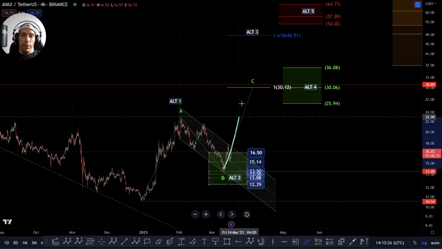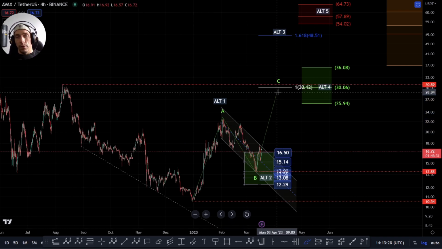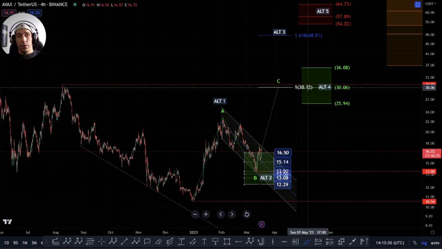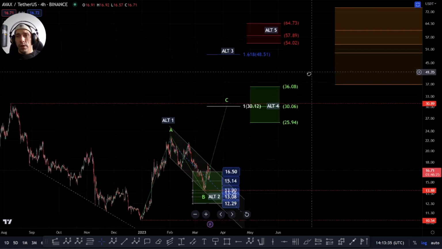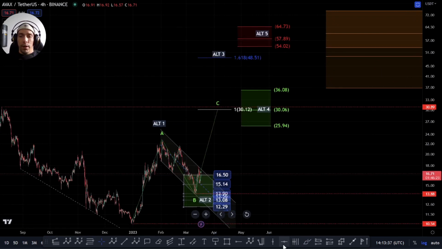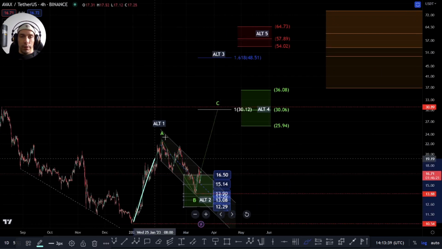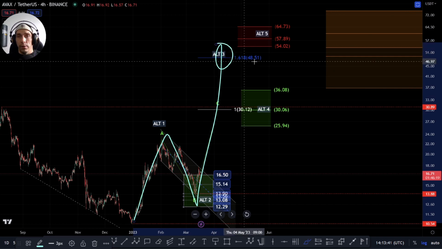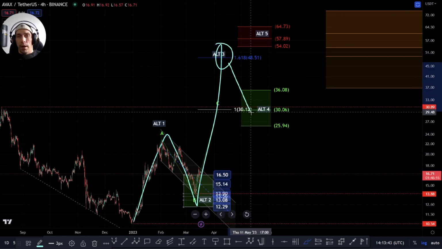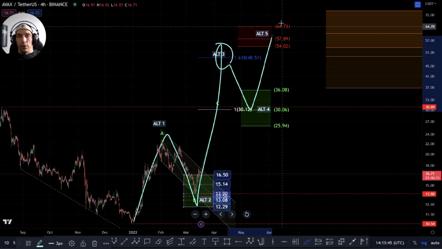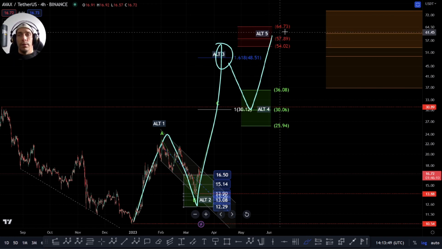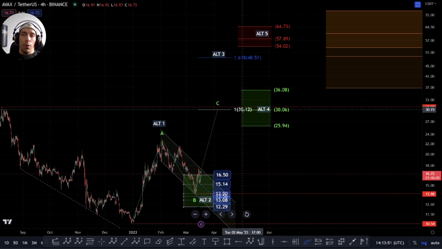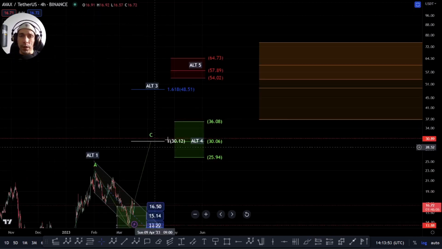So we could look for a five-wave move, potentially up to this 12 zone, which could be looking to actually challenge these highs. Or alternatively, if we do get a bigger five-wave move up here, potentially we could see this play out as a 1, 2, 3 up into this zone of this 48.51, fourth wave down here, and then an additional fifth wave to the upside, which could look to take us up towards the 64.73 to this 54.02 area. So keep an eye on this.